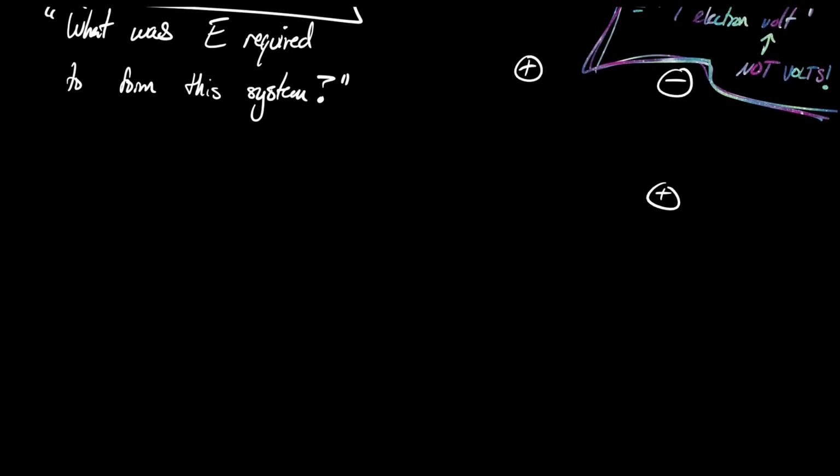There is one final type of problem, which is: what was the energy required to assemble this system? Now, at first, you would say, oh, I need to compute the voltage due to this guy on this guy, and the voltage due to this guy on this guy, and then do that for all the combinations and add them up. Okay? Actually, I'm going to simplify this problem.